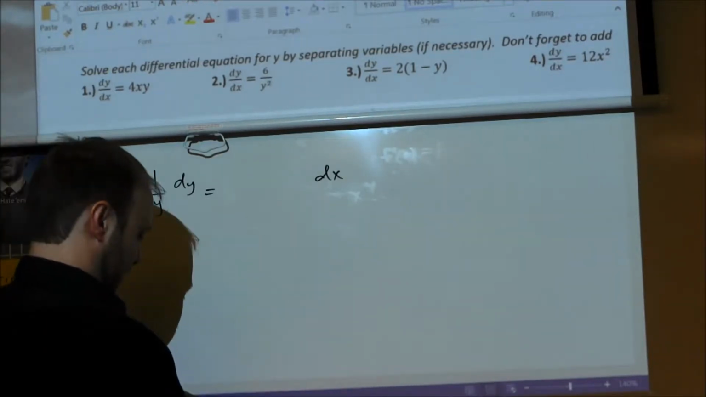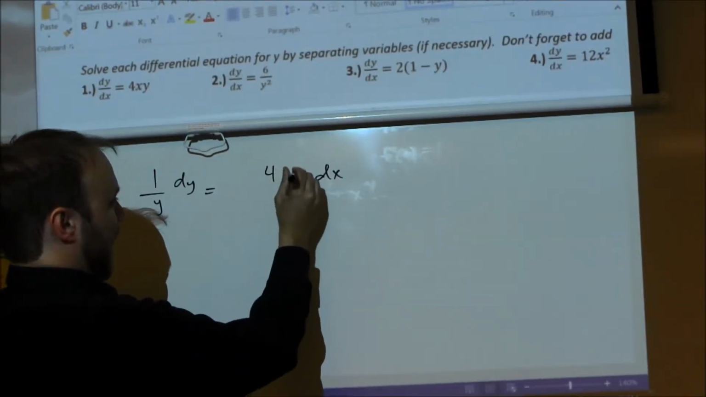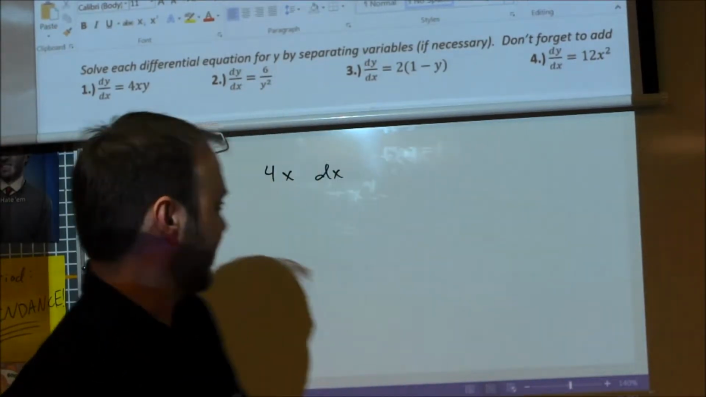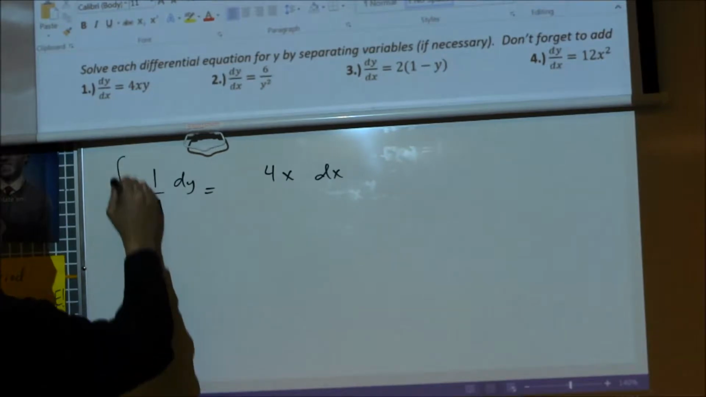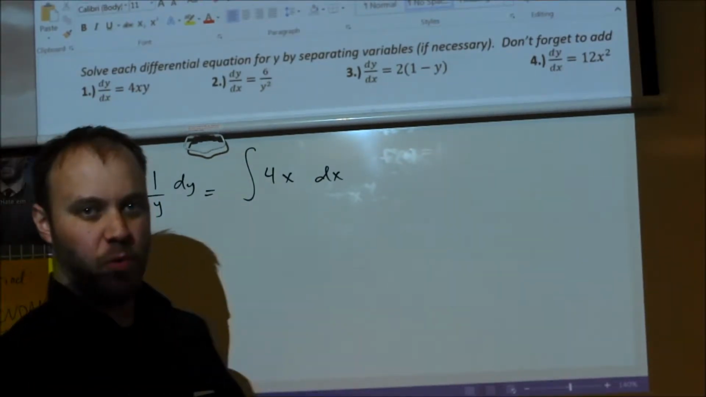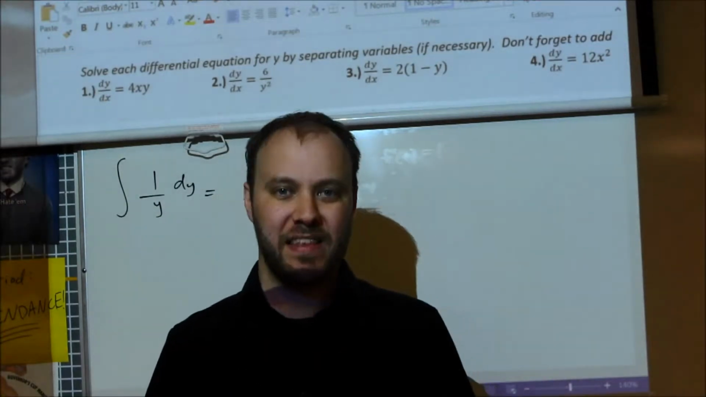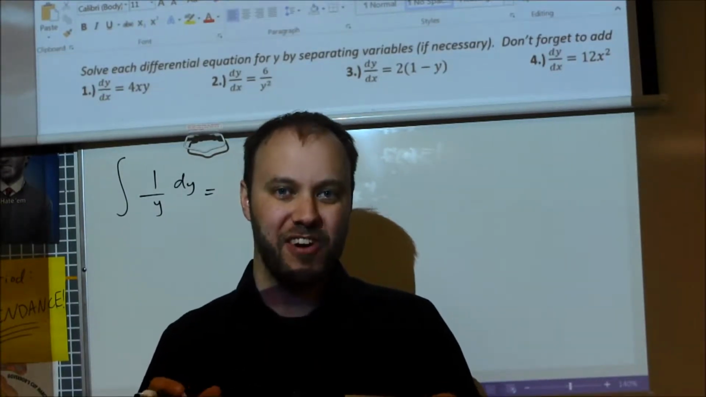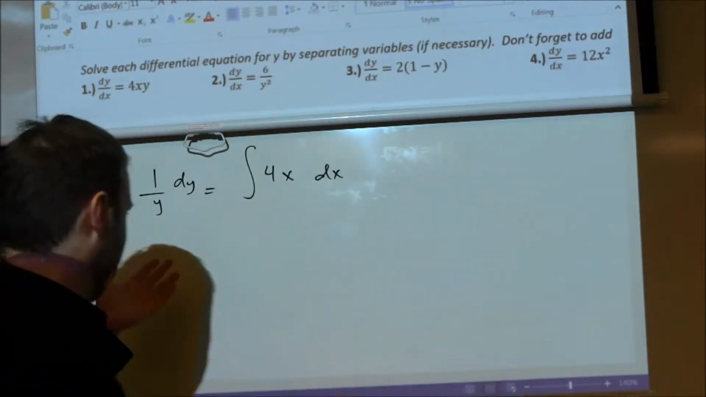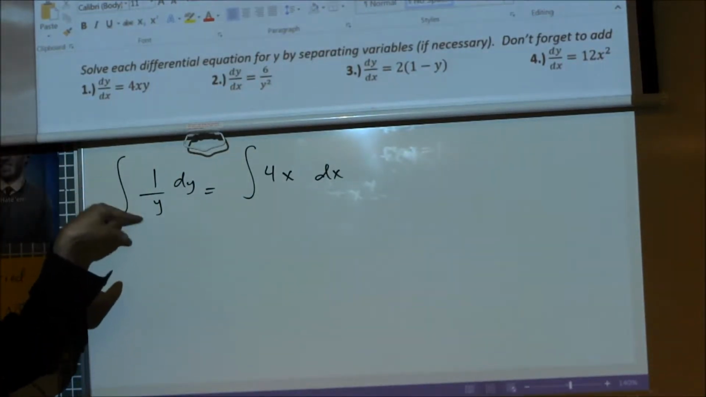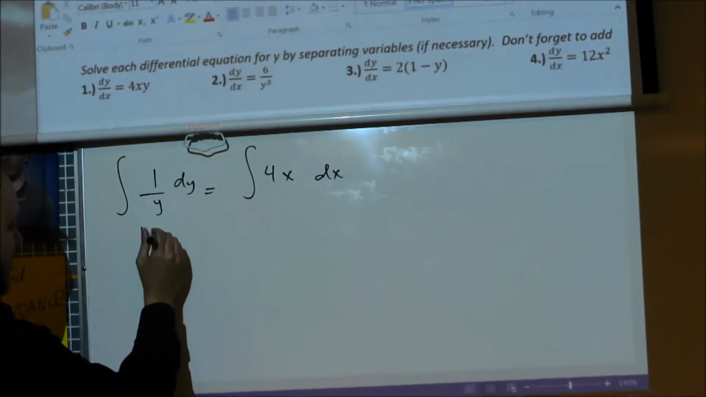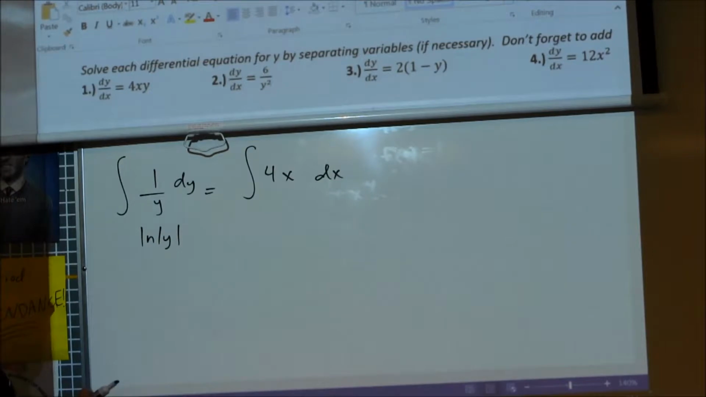Okay? At that point, I've separated variables. Now I've got two equal things. I can take the integrals of two equal things and get two new equal things. So I'll take the integrals of both sides. Remember, that's y to the negative 1 power. If I write that as y to the negative 1 power and I raise the power, it becomes 0, and then I have to divide by 0, which I can't do. So remember, that's the derivative of the natural log function, natural log of the absolute value of y.